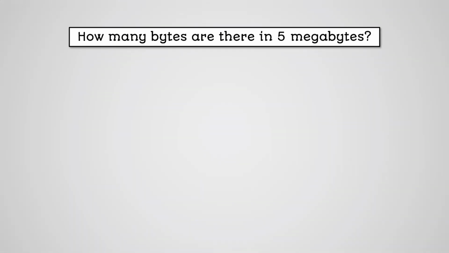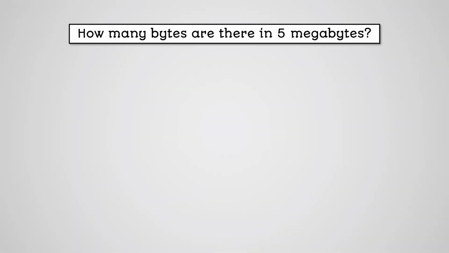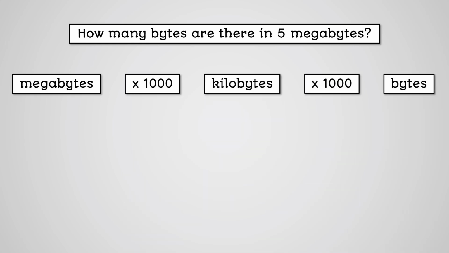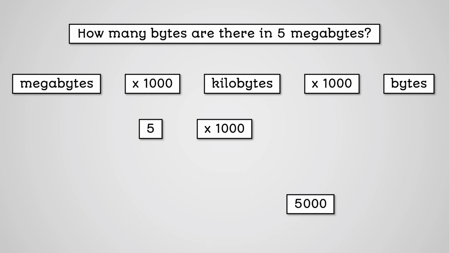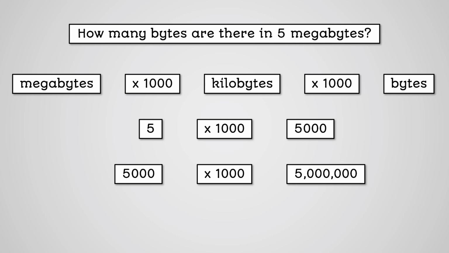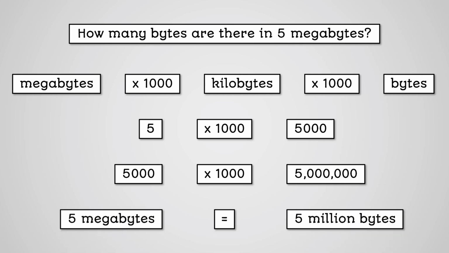How many bytes are there in 5 megabytes? A megabyte is 2 units larger than a byte, so we'll need to multiply by 1000 twice. 5 multiplied by 1000 is 5000, and 5000 multiplied by 1000 is 5 million. So 5 megabytes equals 5 million bytes.